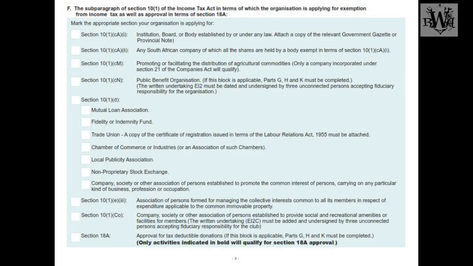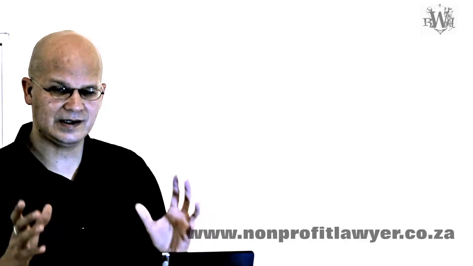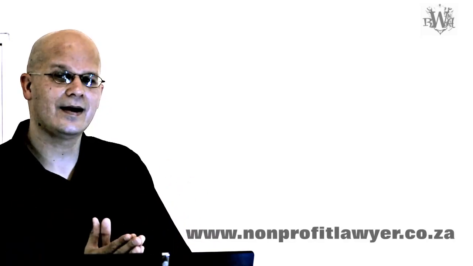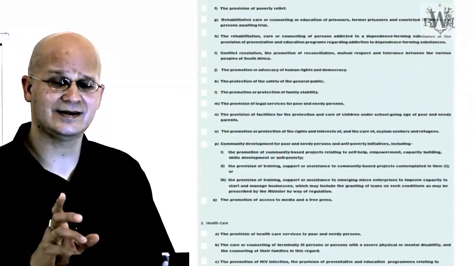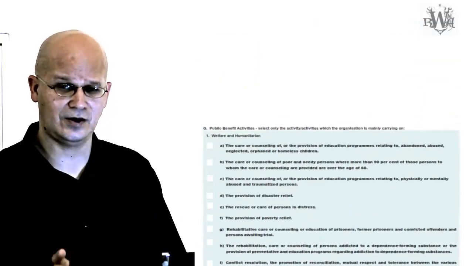So on page number 3, the bottom part, you have to select. If it's a public benefit organization, it's section 10(1)(c)(n), and if you apply for 18A status, right at the bottom there's also a box to tick. So the main requirement is that it must carry on one or more public benefit activities, and the kind of activities will determine whether you've got section 18A status or not.